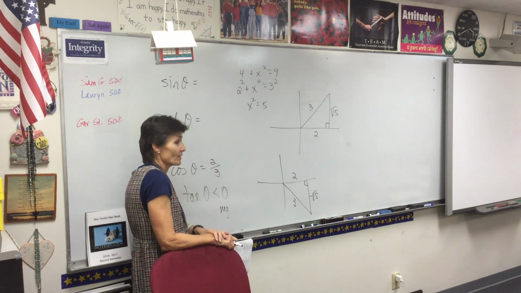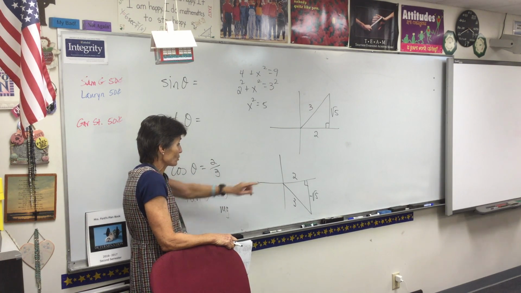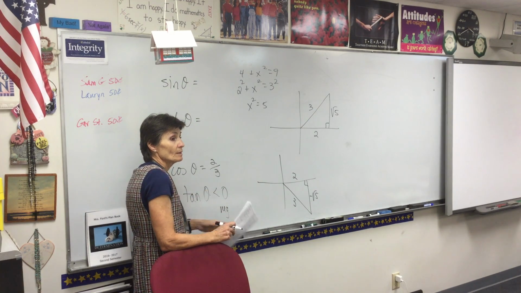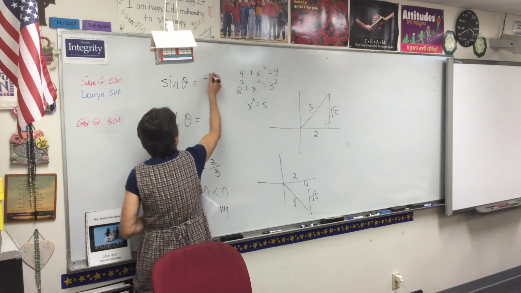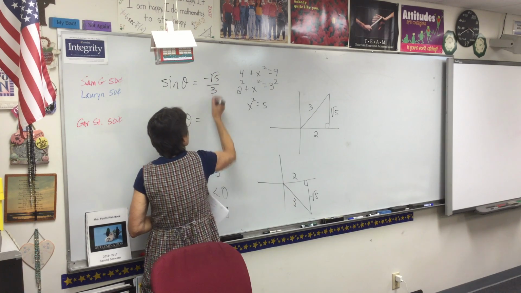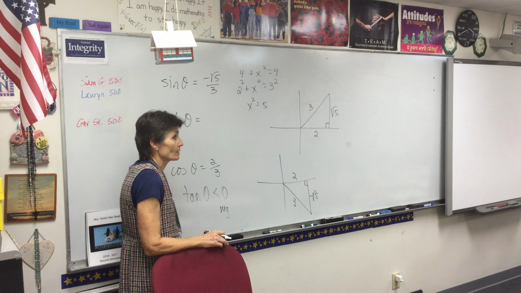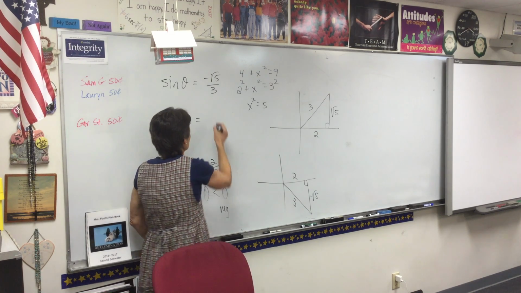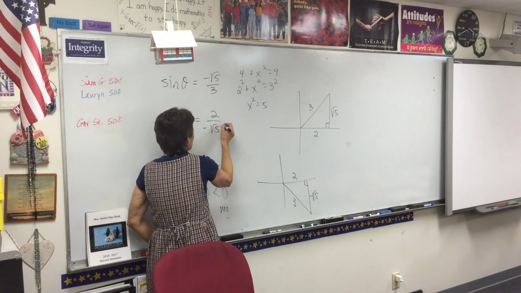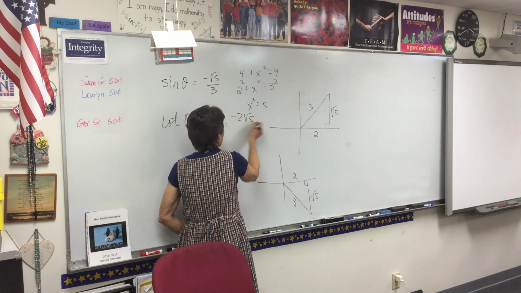What's the sign in that picture right there? That's the right picture. What's the sign? Negative √5/3. And what's the cotangent? 2√5/5. So it'd be 2 over negative √5 or negative 2√5/5.